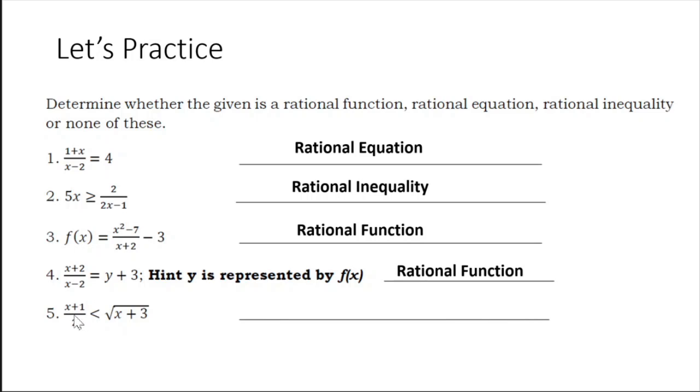Then number 5, x plus 1 over 2 is less than square root of x plus 3. If we analyze this one, x plus 1 over 2 is of course a rational expression, but square root of x plus 3 is not a polynomial. So the answer is none of these. It is not a rational equation, rational inequality, or rational function. So the answer is none of these.